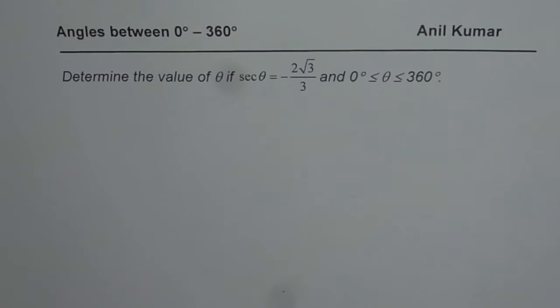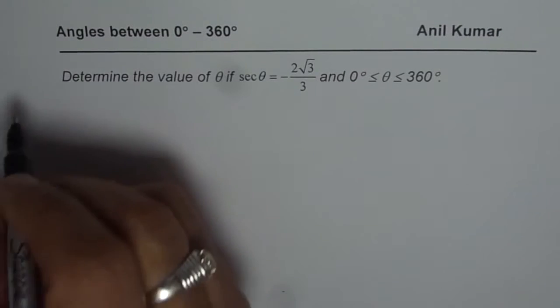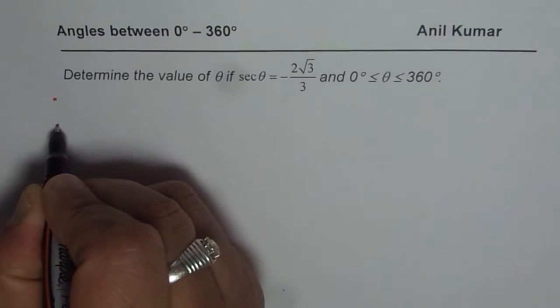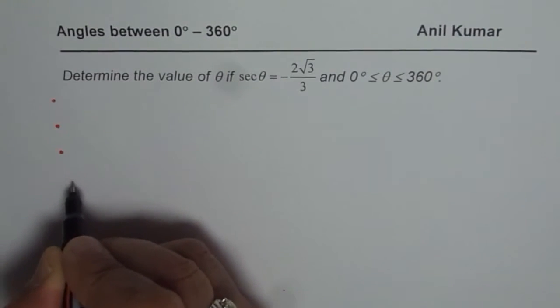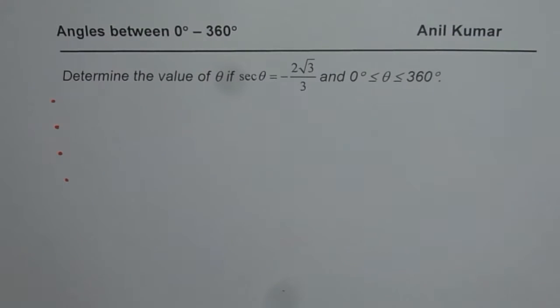I'm Anil Kumar and we'll explore how to find the angle when reciprocal trigonometric ratios are given to us. We've already done a couple of videos and let me first summarize the steps which we should follow to solve such a question. So can you tell me what the steps involved are? Let me just list them out one by one.